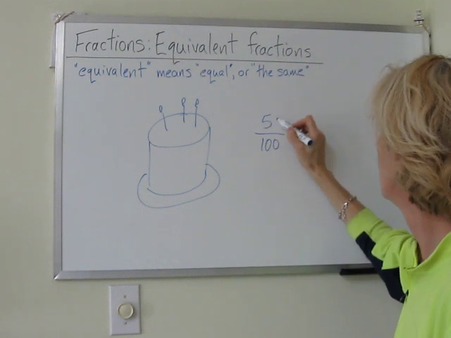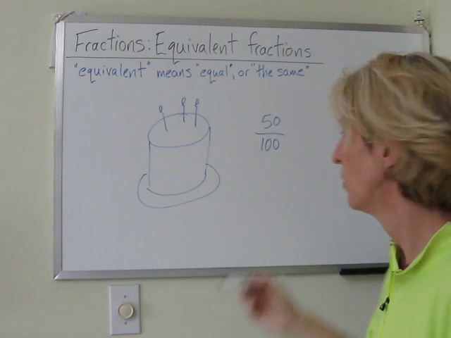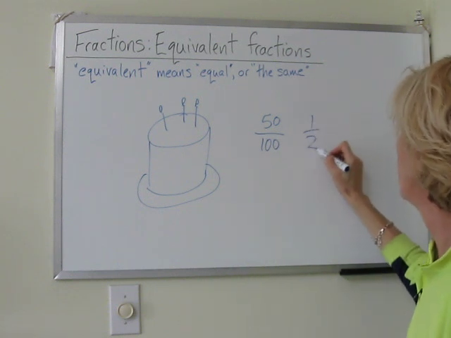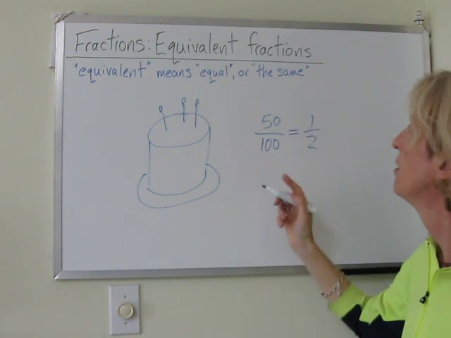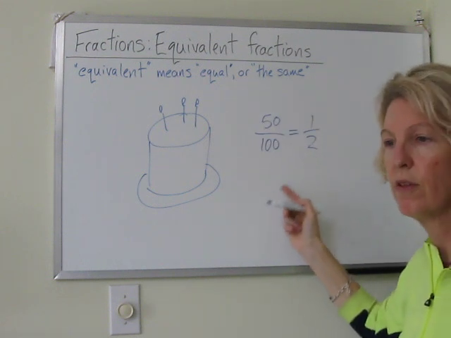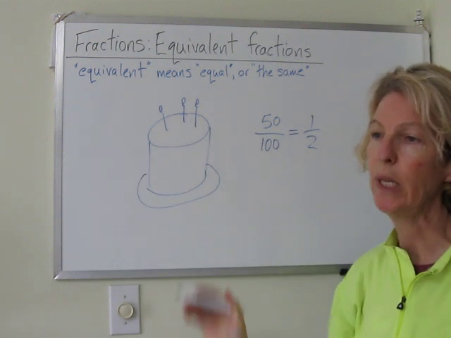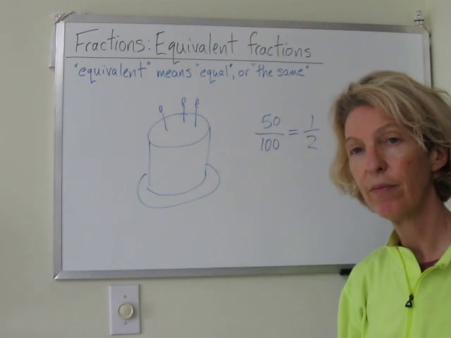Okay. What's another way of saying that half the cake is gone? The half. 1 over 2. And equivalent means equal or the same. So these fractions are the same. At the end of the day, half the cake has been eaten. Yeah? Yeah. Good.